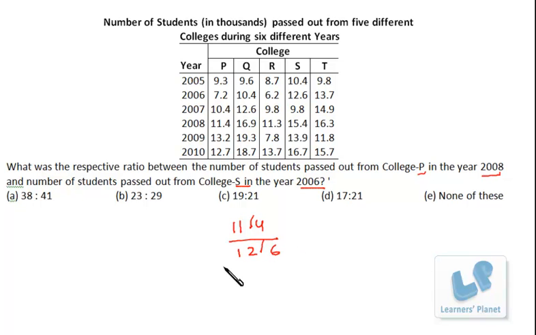Now just simply you have to find out the ratio. It's 57 by 63, that is 319 and 321. So it's 19 is to 21. Quite a simple problem. Okay.